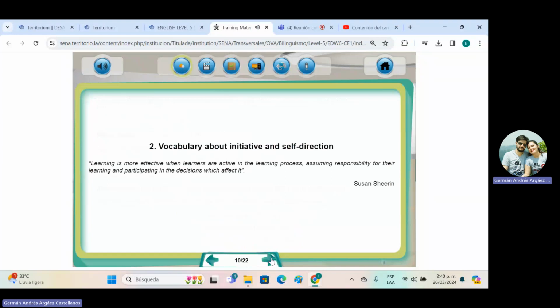Two, vocabulary about initiative and self-direction. Learning is more effective when learners are active in the learning process, assuming responsibility for their learning and participating in the decisions which affect it. By Susan Sheeran.